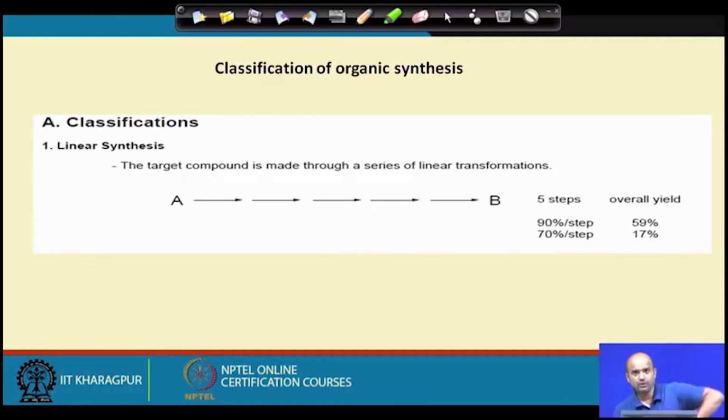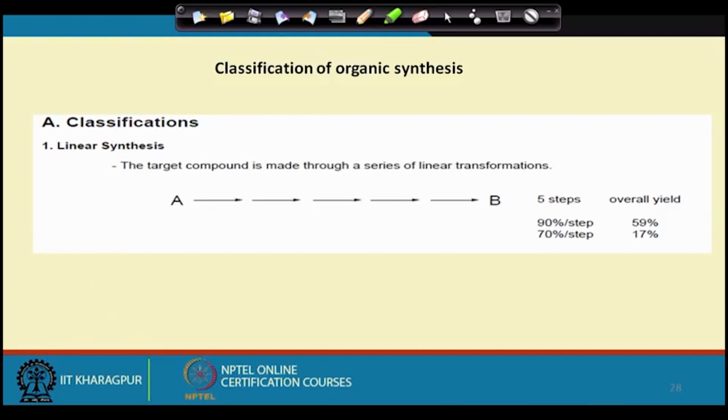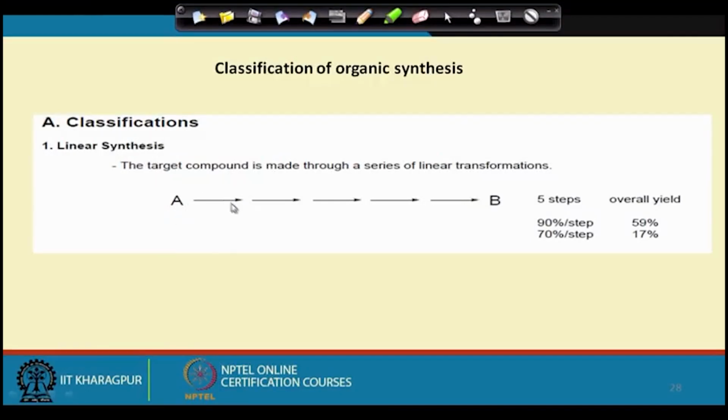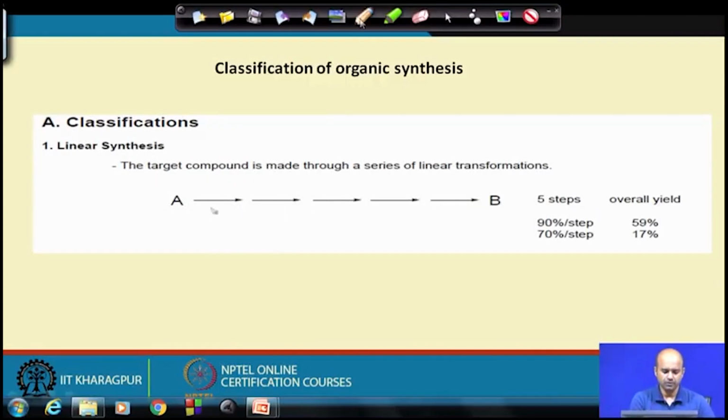As I said, we will try to give you a little bit of classification. Organic synthesis is classified in several ways. The first one is linear synthesis. Linear synthesis, probably we will stop here for today's discussion. Linear synthesis means that you start with a reagent or starting material A, and you keep on doing linear steps. So, 5 steps we said here, 1, 2, 3, 4, 5, that gives you the target molecule.